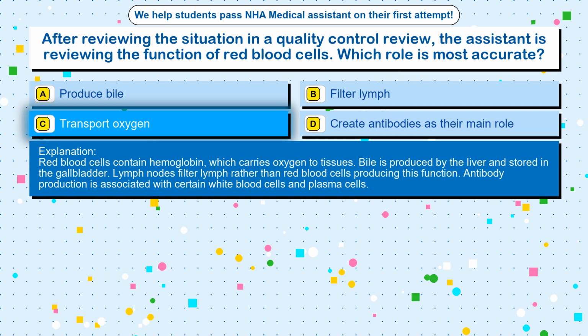Bile is produced by the liver and stored in the gallbladder. Lymph nodes filter lymph rather than red blood cells performing this function. Antibody production is associated with certain white blood cells and plasma cells.